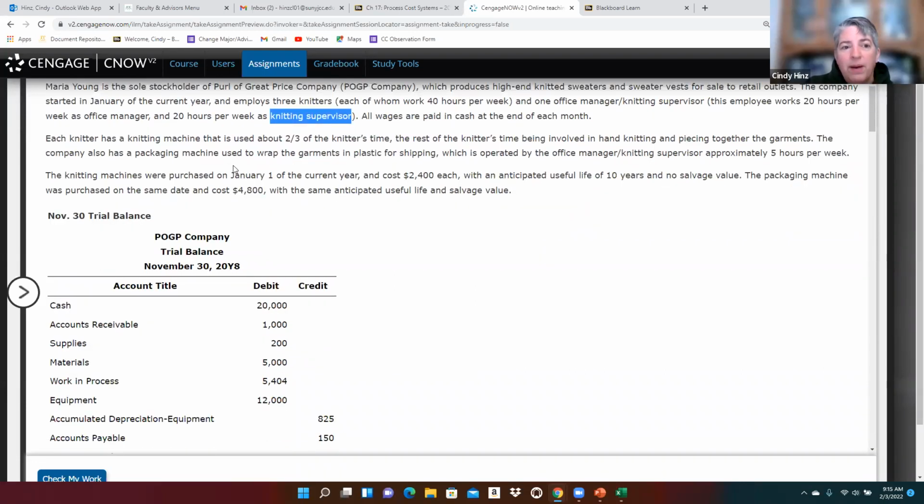It explains about the knitting machines. So each knitter has a knitting machine. That means they have 3 knitting machines. And then they also have a packaging machine. It gives us the cost of those. It explains how to calculate the depreciation, estimated useful life of 10 years, no salvage value. That's true for both machines. So you should be able to calculate that straight line depreciation for those machines when you get to that.